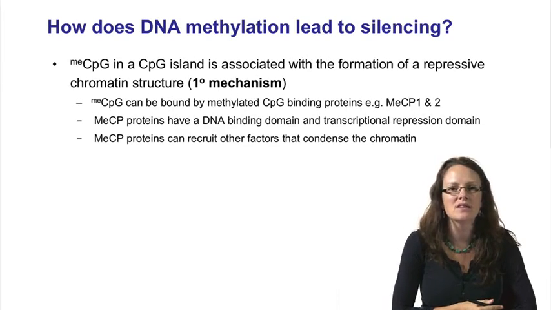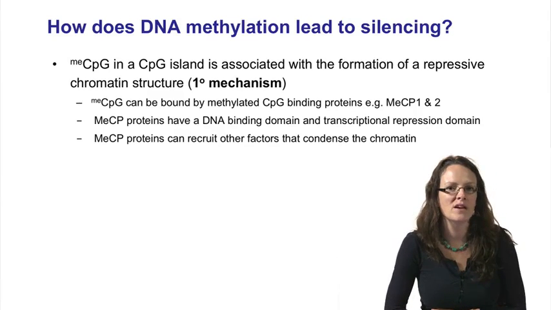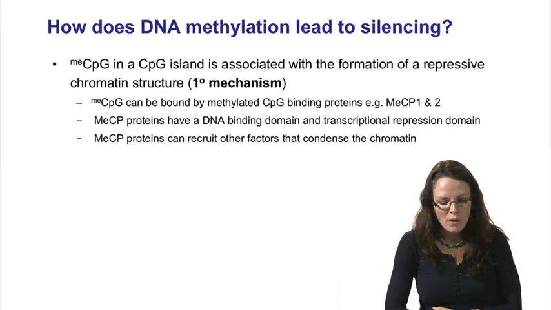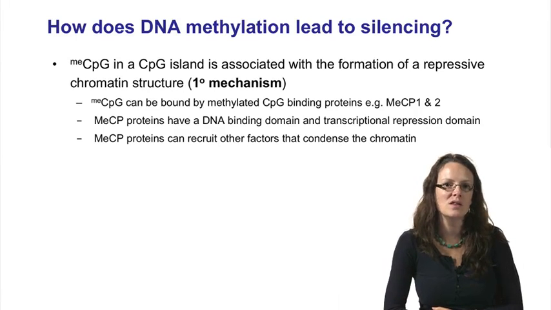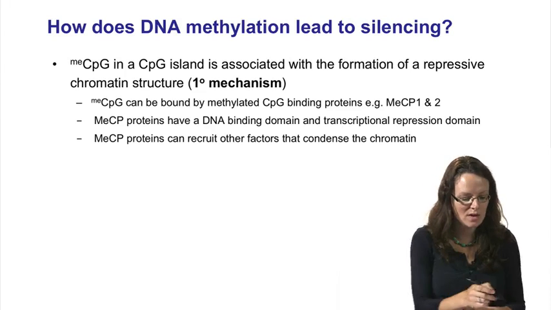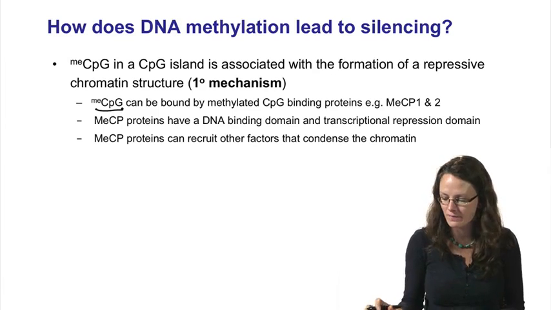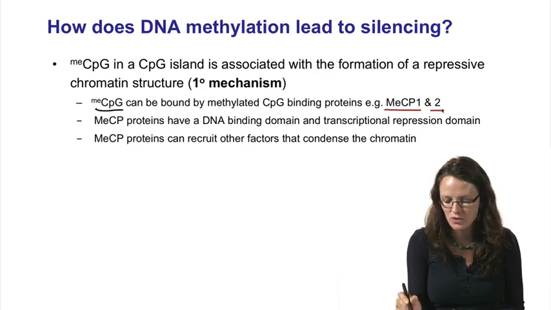So how is it then that DNA methylation, which we've just discussed is heritable for many, many cell divisions, and if you think about it, in human mammals can be heritable for maybe 100 years, how is it that the DNA methylation actually is associated with gene silencing? There are probably at least a couple of mechanisms by which this can happen. So perhaps the primary mechanism is because these methylated CpGs are associated with a condensation of the chromatin. And the way that this happens in the primary case is because the methylated CpG is bound by methylated CpG binding proteins, which are otherwise known as MECP1 and MECP2.